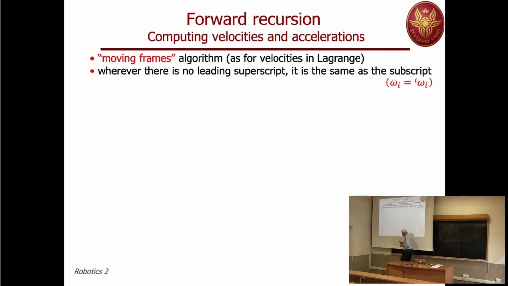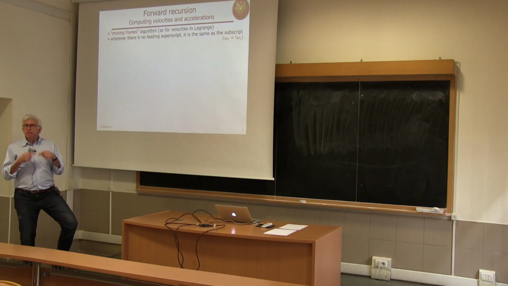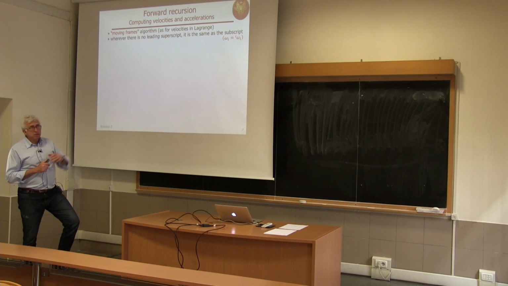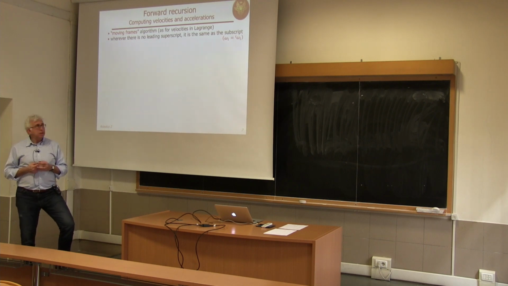So we will use in this, actually, I could have changed the notation, but this slide was like this. In this slide, as an exception, I would say, I'm using this shorthand notation. So wherever you will find a vector which has no superscript, this implicitly says that we are expressing that vector in the same frame of the subscript. So, for instance, if I write omega I only, this will mean that omega I is expressed in frame I. Sometimes I will put explicitly the superscript.